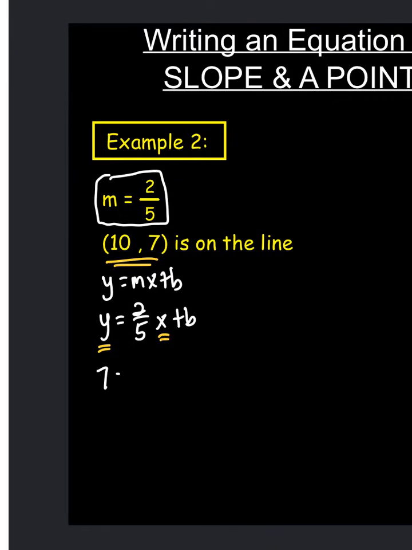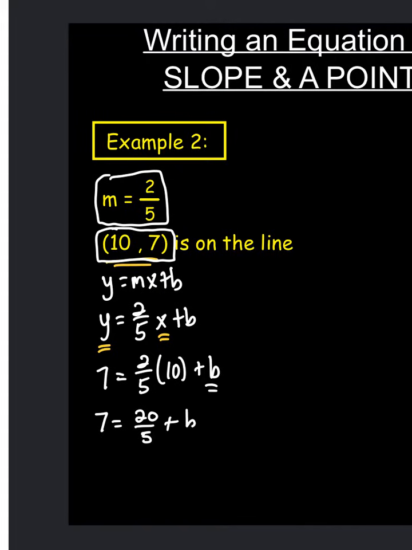We're going to put 7 in for y, because that's the y value of the point that we're given. Then we're going to put 10 in for x, and we do not know what the y-intercept is, so that's what we're going to solve for. You could use any point on the line to do this. I'm just using (10, 7) because that's the only point I know on the line. Okay, so let's solve for b here. We're not going to do anything with the 7. 2/5 times 10 would be 20/5. You just do 2 times 10 on top, plus b. 20/5 is 4. Then I'm going to subtract 4 from both sides, and I get b equals 3.